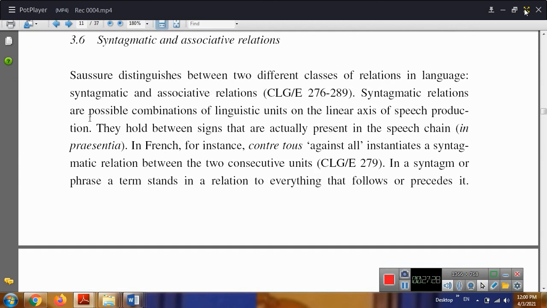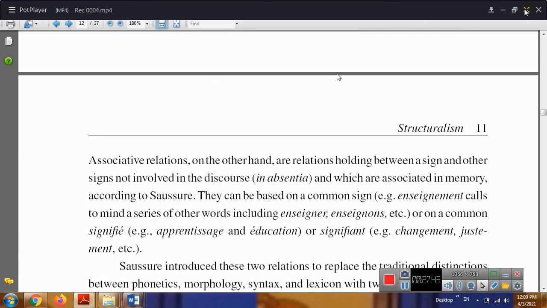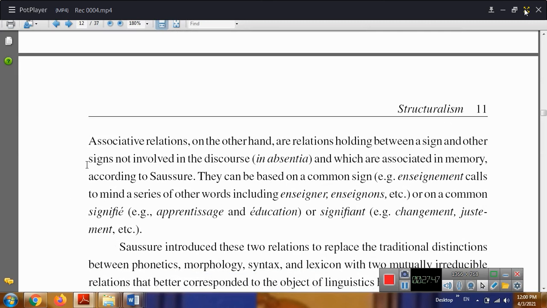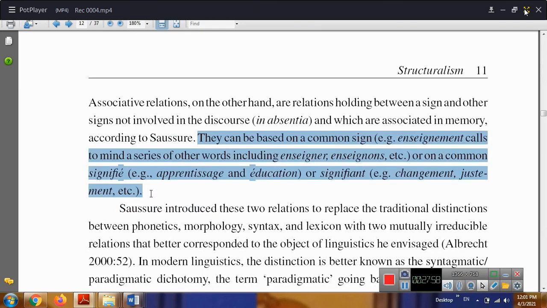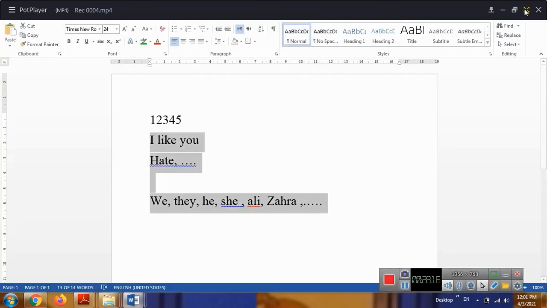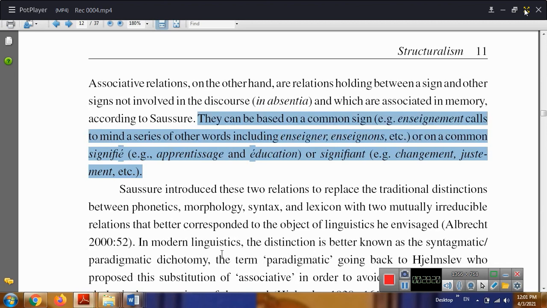Okay, but in syntagmatic, as I explained for you and as I defined it for you, there is a relation between the possible combination of linguistic units and the linear axis of speech production. But in associative relation, on the other hand, it is the relation holding between a sign and the other signs not involved in the discourse, and which are associated in memory according to Saussure, as I gave you the example. They can be based on a common sign segment calling to mind a series of other words, including insane or insaneness, which I gave you as an example.